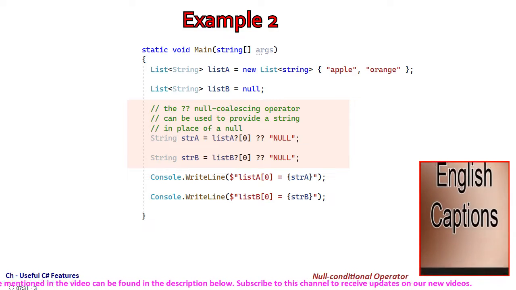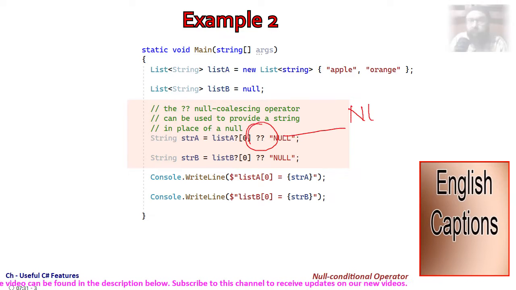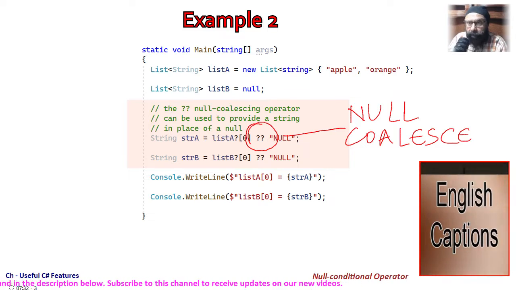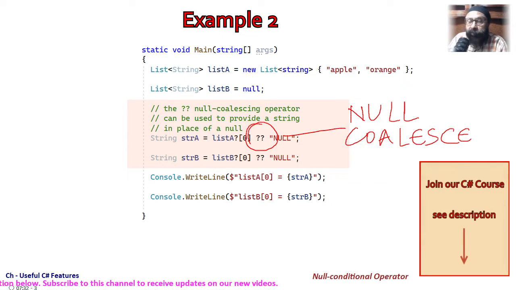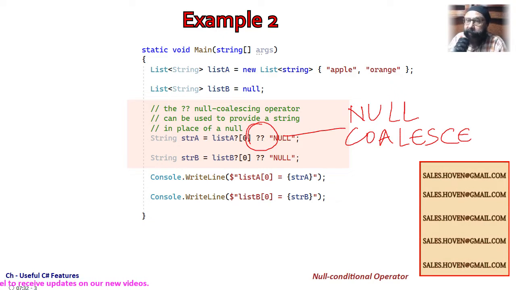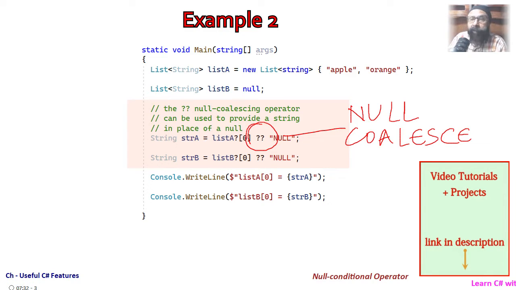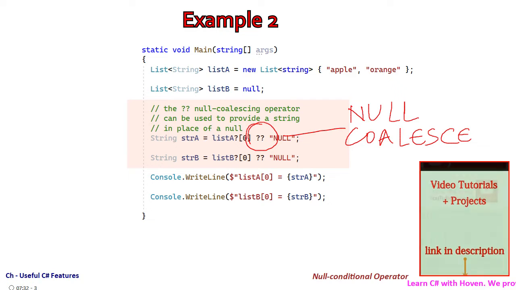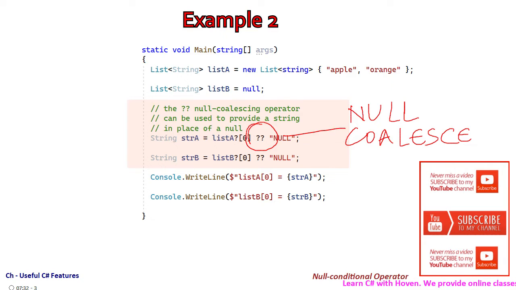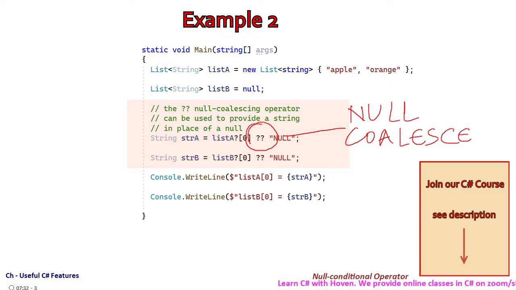But still you can notice that we have used the null coalescing operator, 2 question marks, to provide a readable string value in case a null is returned. If a null is returned, then the string is set into the return value. And now let us come to list B. List B is a null reference.